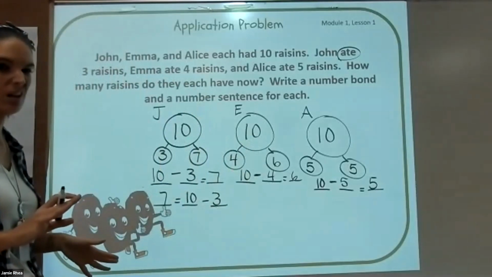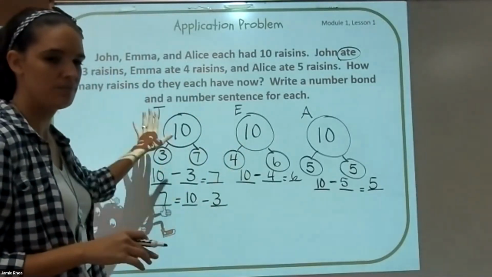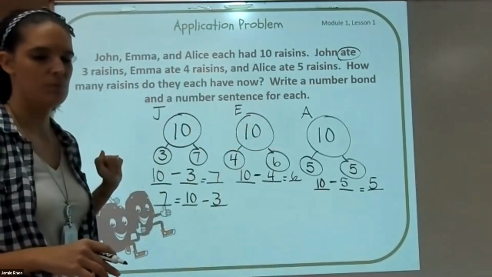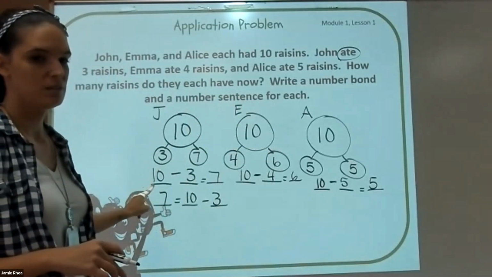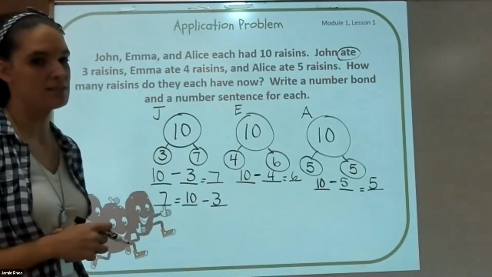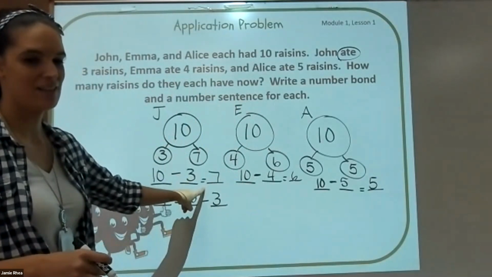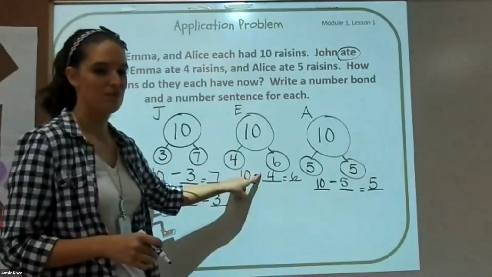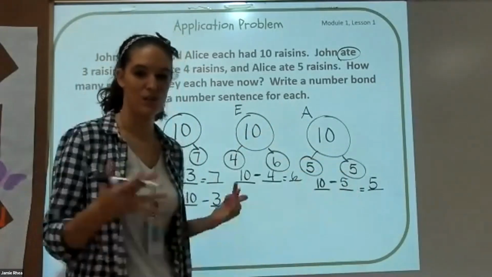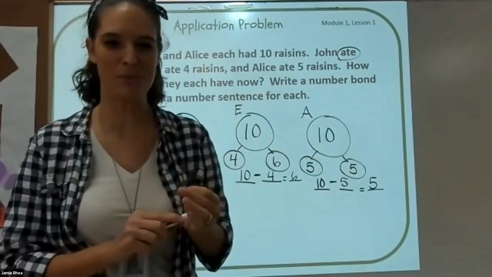Okay, now let's see. Did we solve everything that we needed to? Did we make a number bond for each person? John, Emma, and Alice? Yep. Did we make a number sentence for each person? John, Emma, Alice? Yep. Do we know how many raisins they each have now? Yeah, John has 7, Emma has 6, and Alice has 5. So now we know we've solved it. Our case is closed. Good job, number detectives.